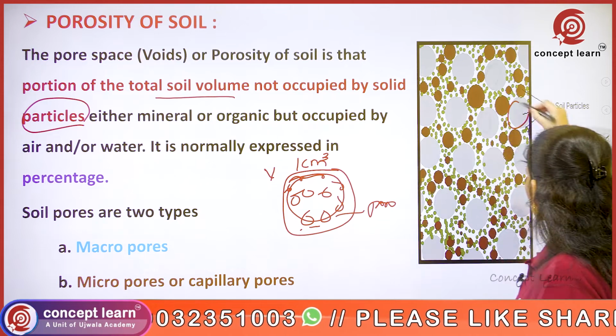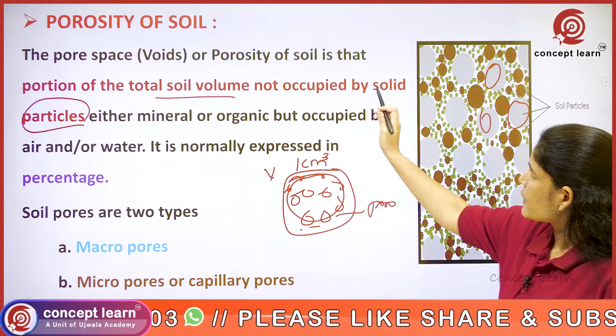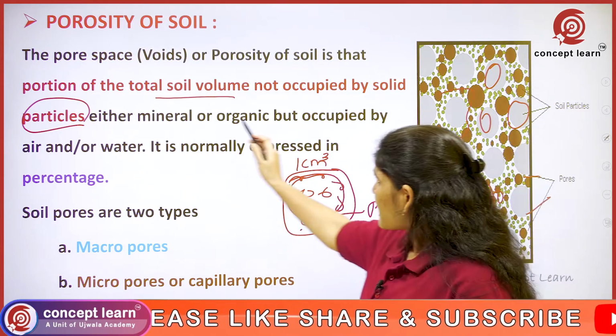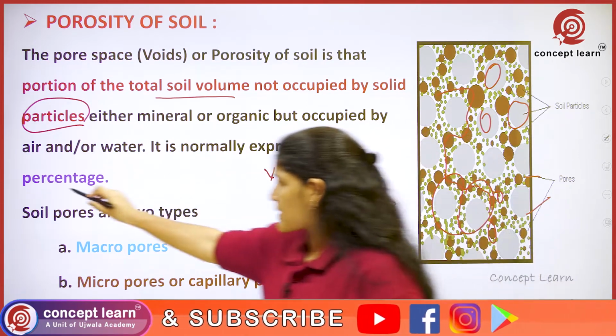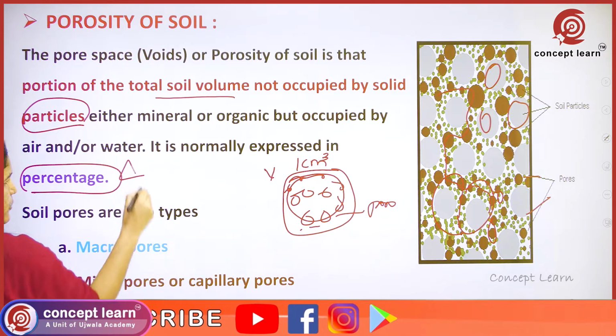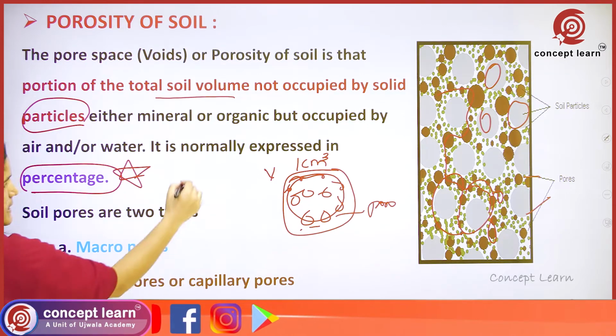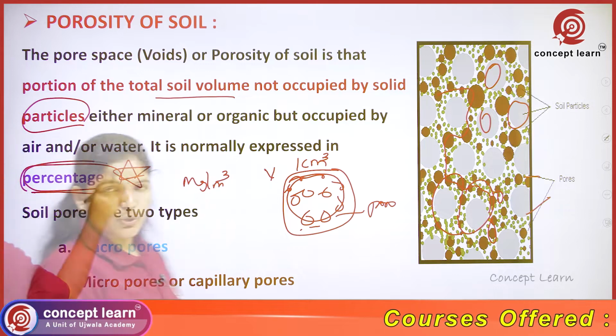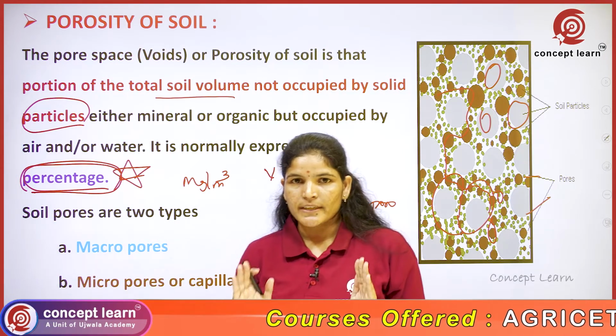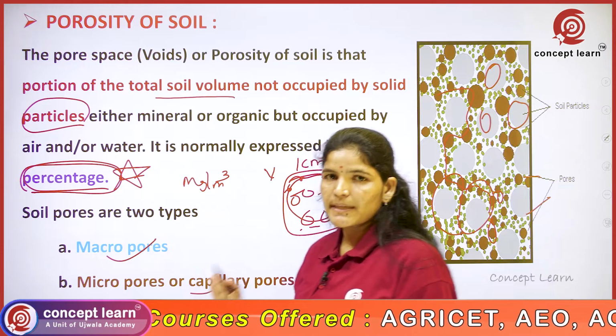Here are the soil particles. The portion of the total soil volume not occupied by the soil particles, either mineral or organic, but occupied by air and water. It is normally expressed in percentage. Units of porosity are important. Units of bulk and particle density are megagram per meter cube, whereas porosity is in percentage. Two types of pores are present in the soil, macro and micro pores, nothing but capillary pores.